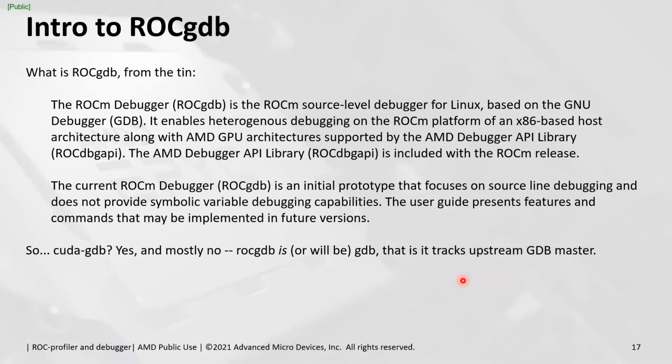So sometimes you get asked, is it similar to CUDA GDB? Yes, and mostly no, because ROCgdb is or will be GDB, because it tracks the upstream GDB master, and that's the track it's taking.